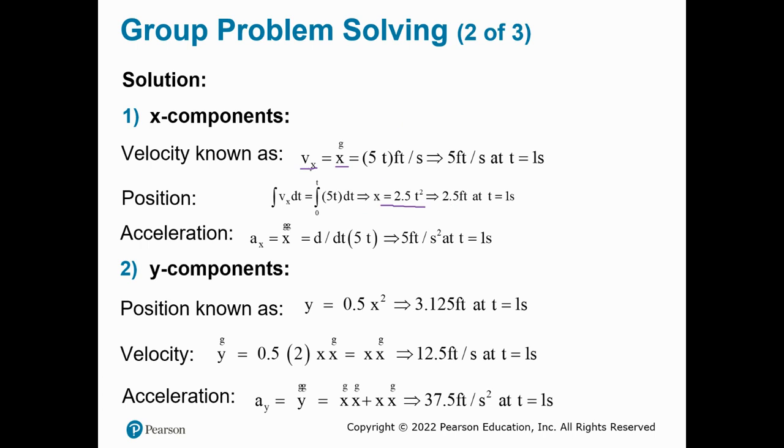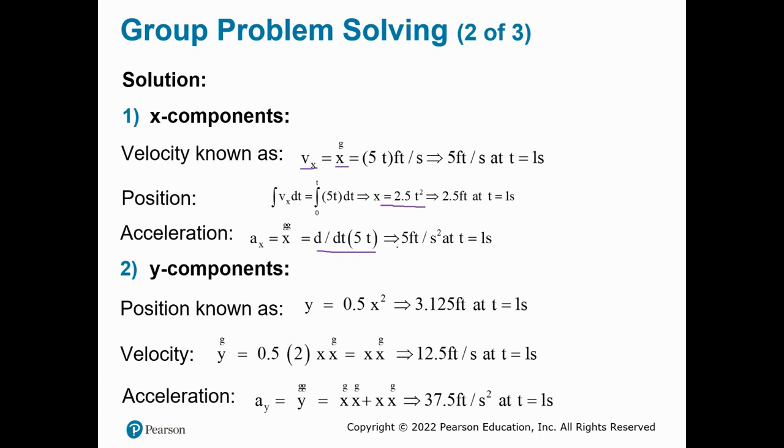Acceleration, we're taking the x dot. Taking the derivative of my velocity vector with respect to time gives me 5, only the 5, right? 5 feet per second squared. That is the acceleration. Regardless of what time it is, since acceleration is going to be a constant, at t equals 1 second my acceleration is going to be 5 feet per second squared.